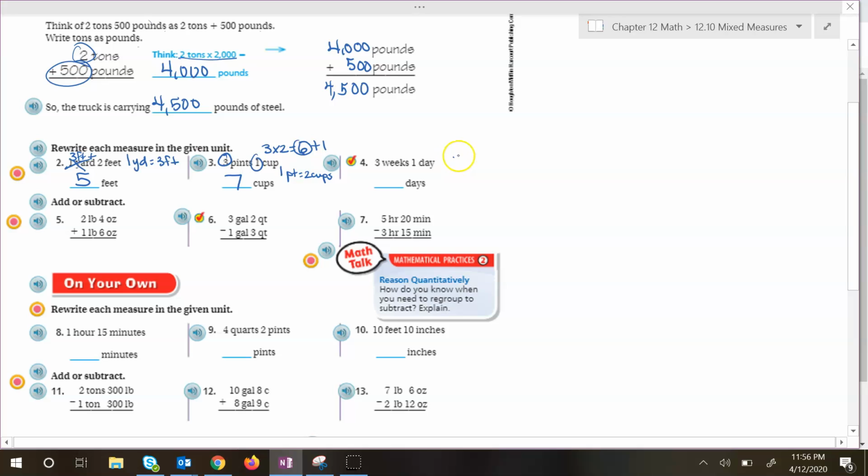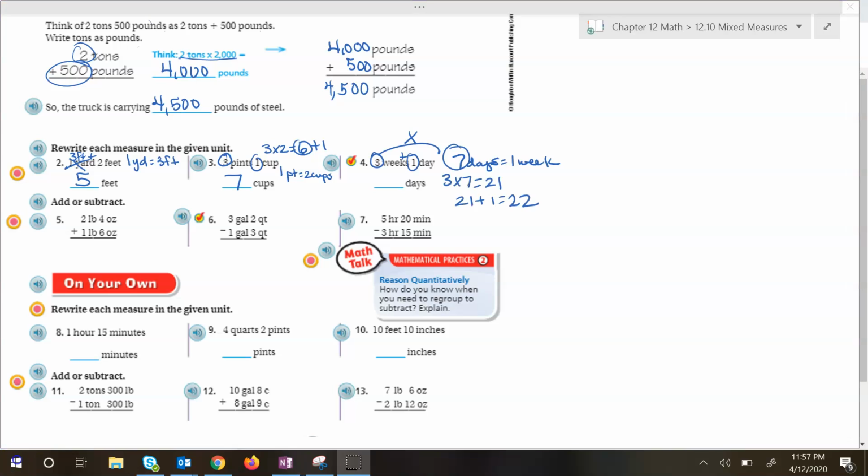On number 4, we know that there are 7 days in 1 week. So we know that right here there's 3 weeks. So we need to multiply those together and then add this 1 day at the end. So go ahead and do that. 3 times 7 equals 21. Then we take the 21 plus the 1 day we already had and we get 22.